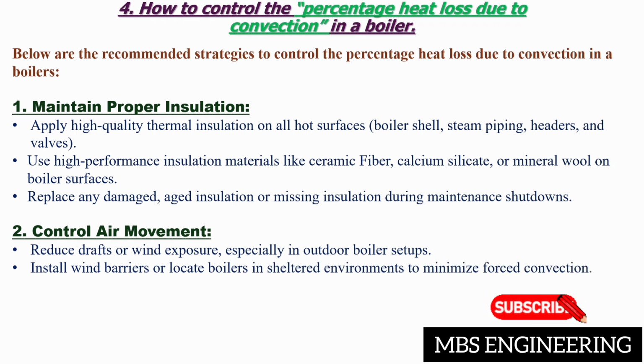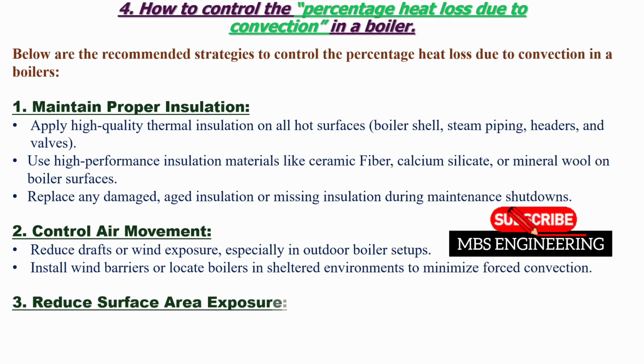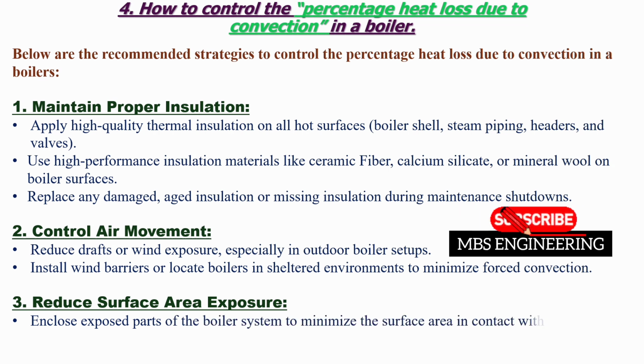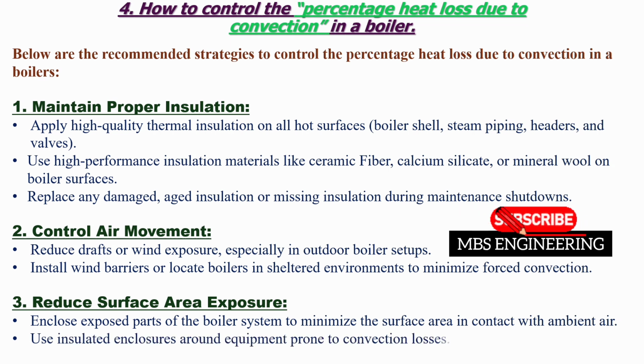The third recommendation to reduce the heat loss is to reduce surface area exposure. Enclose exposed parts of the boiler system to minimize the surface area in contact with ambient air. Use insulated enclosures around equipment prone to convection losses.